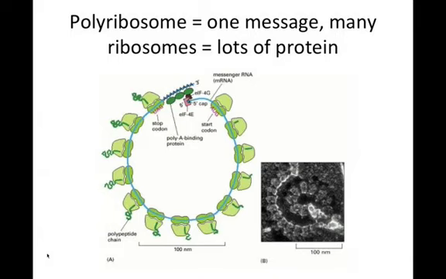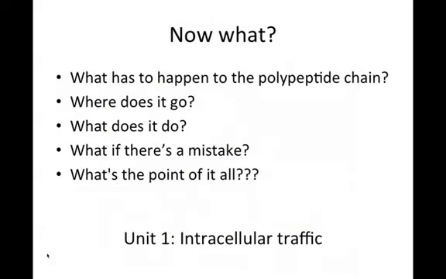So we've got gene expression, we've got transcription, we've got translation. Now what? Okay. We've transcribed, we've translated, we've got protein, lots and lots of protein. What has to happen to the polypeptide chain? Do we just hang out and go home, class is over? Yep. It's got to fold. Right. What else does it have to do? Where does it need to go?